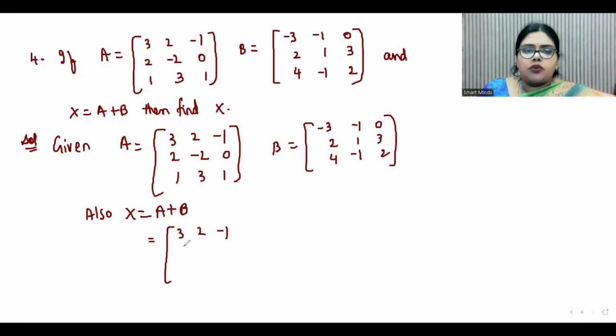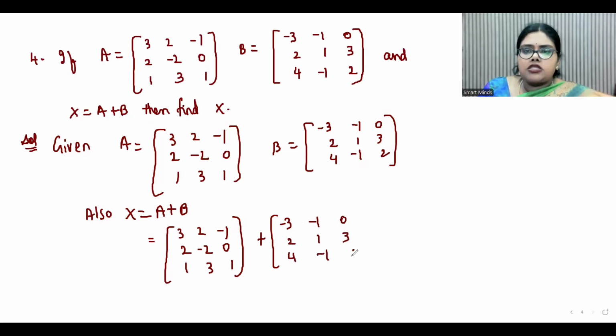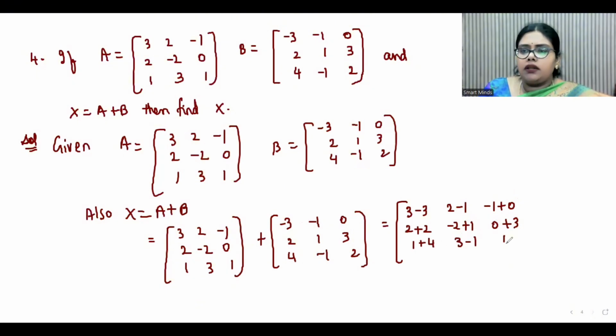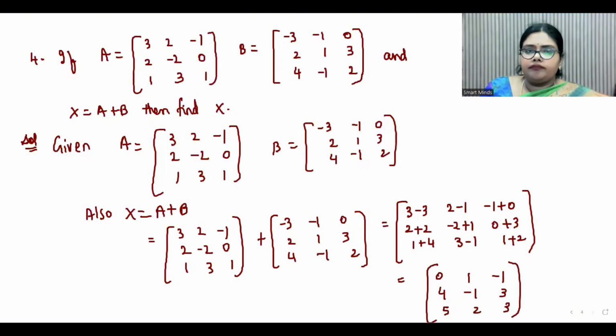So [3, 2, -1; 2, -2, 0; 1, 3, 1] plus, what is B? [-3, -1, 0; 2, 1, 3; 4, -1, 2]. Now let us add them. 3 minus 3, 2 minus 1, minus 1 plus 0. 2 plus 2, minus 2 plus 1, 0 plus 3. 1 plus 4, 3 minus 1, 1 plus 2. So that is [0, 1, -1; 4, -1, 3; 5, 2, 3]. This is the answer.